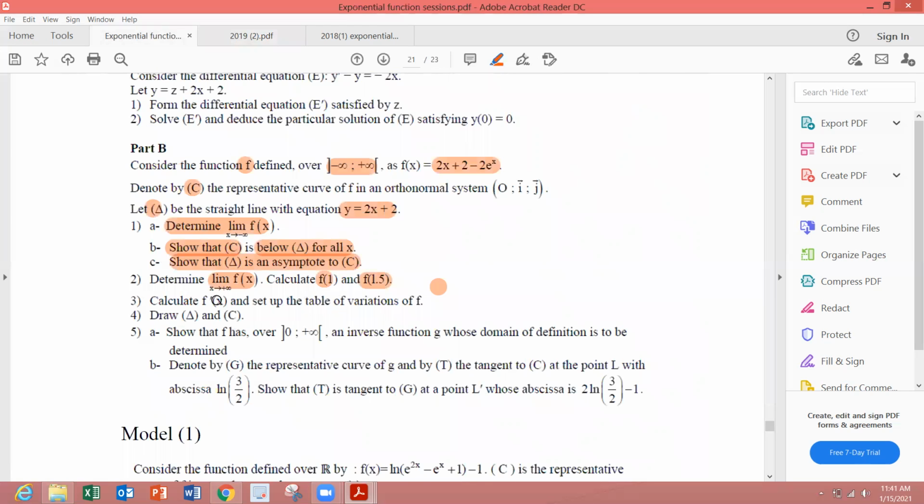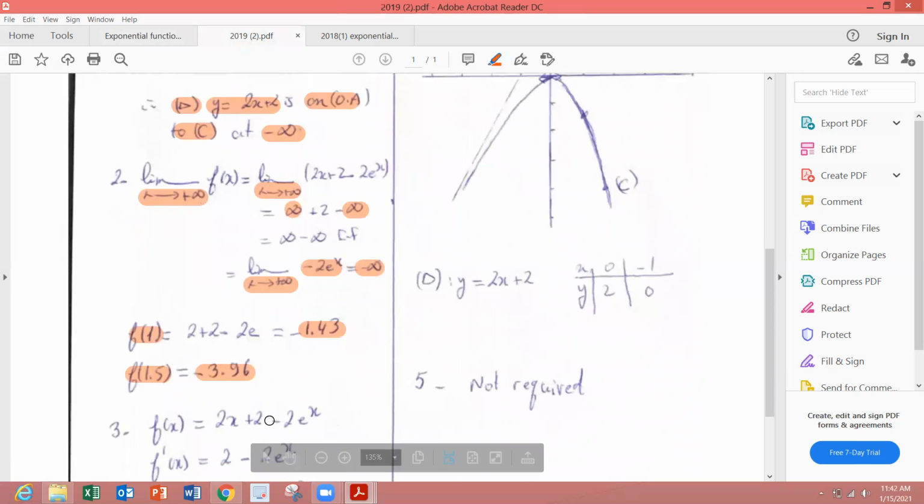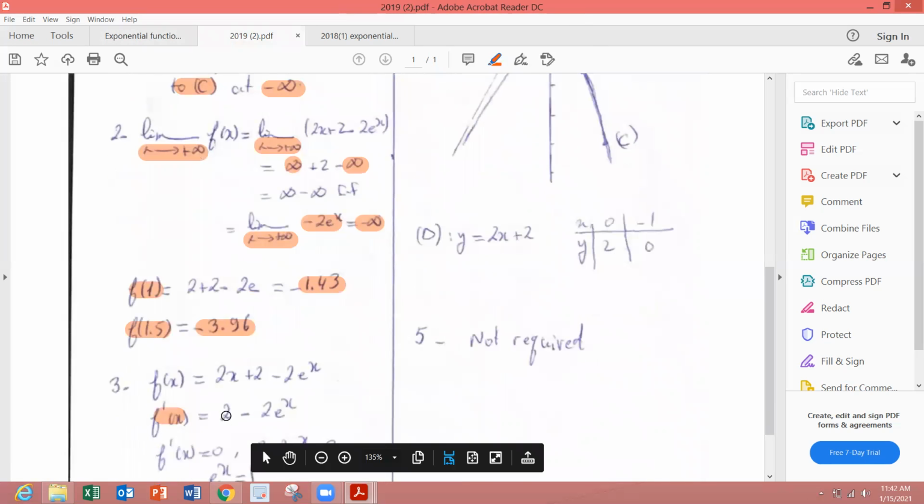Part 3. Calculate f prime x and set up the table of variations. f of x equals 2x plus 2 minus 2e to the x. It is of the form of a sum. So f prime x: the derivative of 2x is 2, the derivative of 2 is 0, and the derivative of e to the x is e to the x multiplied by minus 2, so it becomes minus 2e to the x.